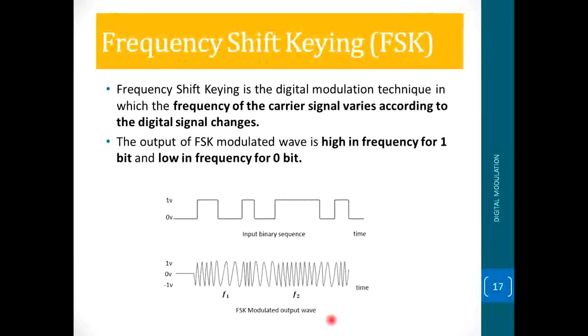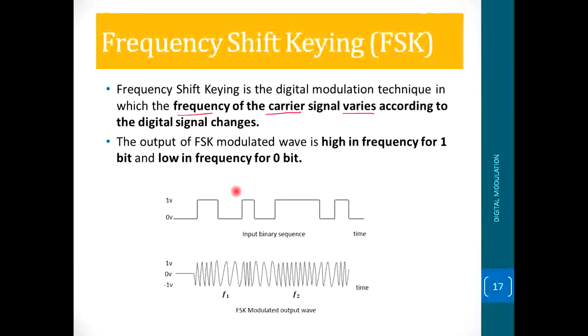Okay, so today we proceed with another technique in digital modulation, that is frequency shift keying (FSK). As an introduction, frequency shift keying is a digital modulation technique in which the frequency of the carrier signal varies according to the digital signal's changes, and the output of the FSK modulated wave is high frequency for 1 bit.